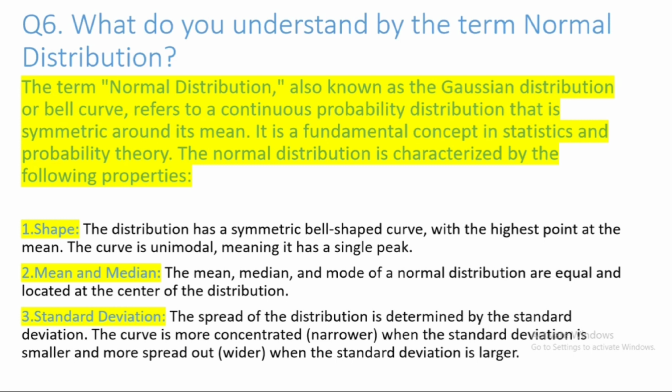First property, shape. The distribution has a symmetric bell-shaped curve with the highest point at the mean. The curve is unimodal, meaning it has a single peak. Second, mean and median. The mean, median and mode of a normal distribution are equal and located at the center of the distribution. Third, standard deviation. The spread of the distribution is determined by standard deviation. The curve is more concentrated when the standard deviation is smaller and more spread out when the standard deviation is larger.